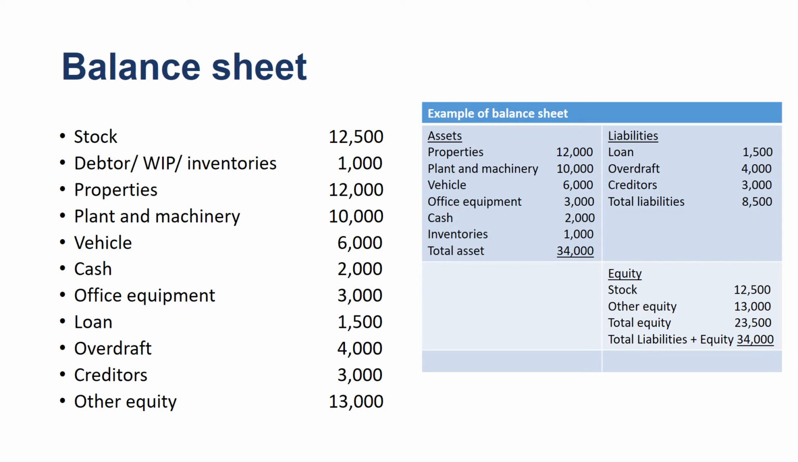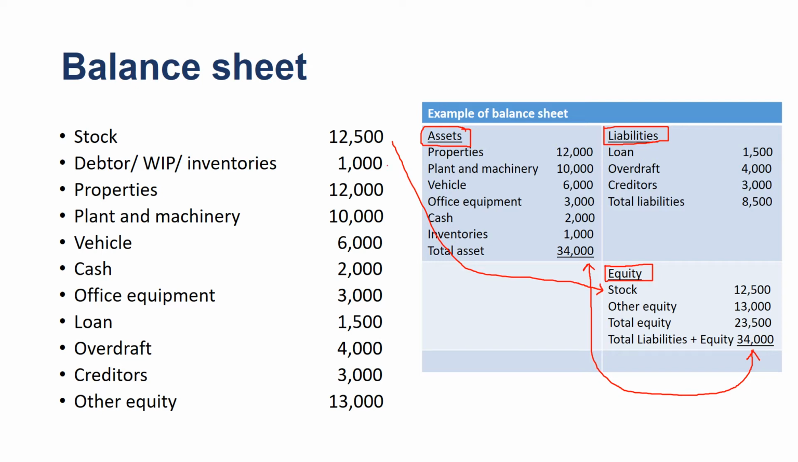First, what we need to do is to categorize our raw data into asset form, then liabilities form, and third, equity form. After that, we need to balance these two values. All right, let's see first. So we have our stock of 12,500, so this stock will become here 12,500, and then we have our inventory.